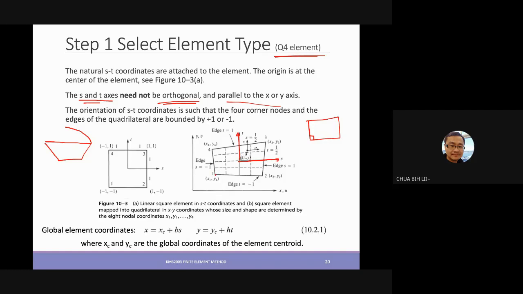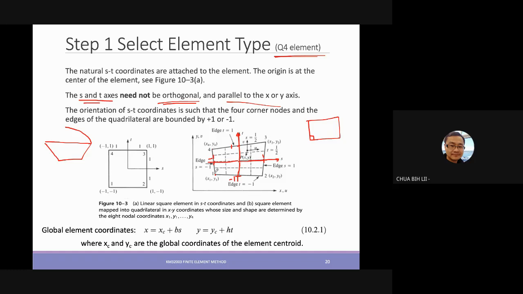Okay, let's draw longer, right? So you would see that this point is -1, this point is 1, and this point is -1, and this point as well is 1. So in terms of coordinate, you just have to map it, all right?